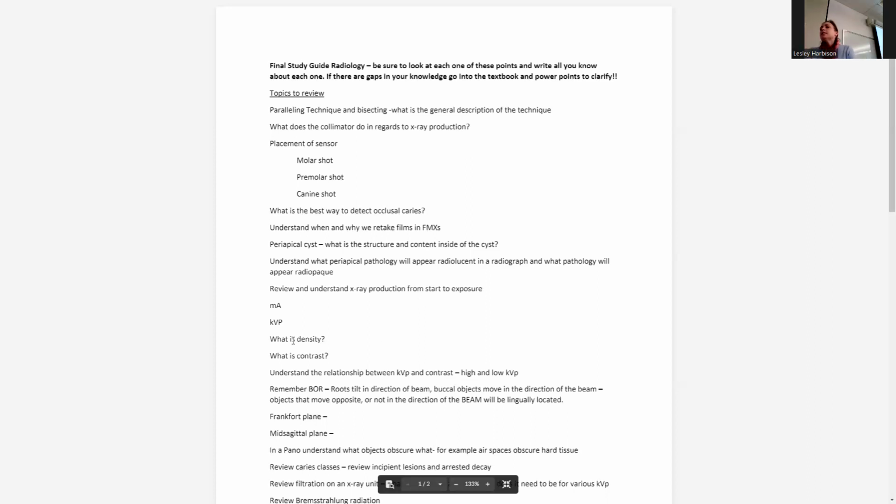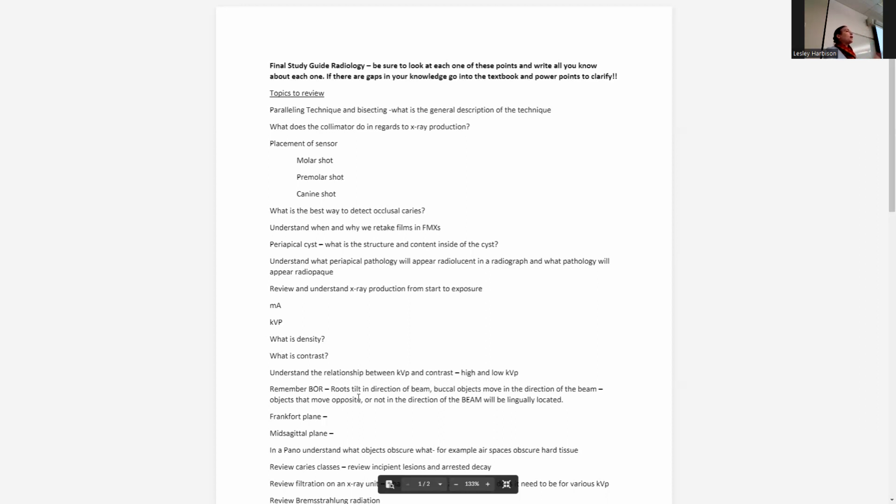Okay. So density and contrast. Understand the relationship between KVP and contrast, high and low. We just talked about that. And then remember your buccal object rule. You guys had two questions. Did you find those questions to be tricky? They're not going to be tricky.